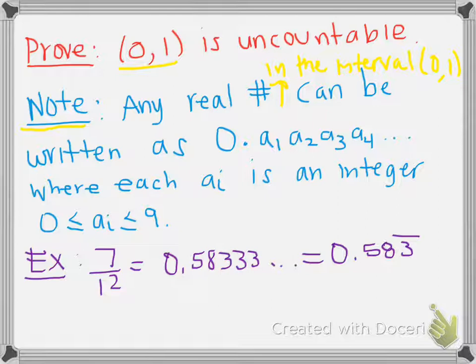Okay, and that makes sense, right? So, for example, and this is from the book, I'm just sort of highlighting what they talked about. So 7/12 is equal to 0.58333..., which equals 0.583 repeating, right? So that's what I mean.